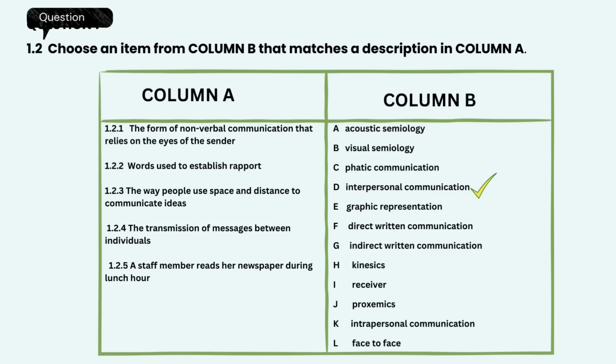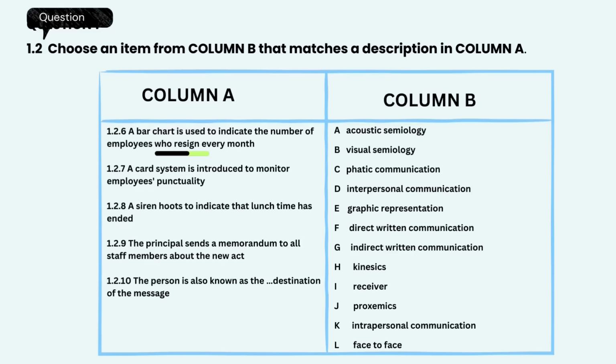Interpersonal communication. A staff member reads her newspaper during lunch hour. The correct answer is G. Indirect written communication. A bar chart is used to indicate the number of employees who resign every month. The correct answer is B. Visual semiology. A card system is introduced to monitor employees' punctuality. The correct answer is E. Graphic representation. A siren hoots to indicate that lunchtime has ended. The correct answer is A.